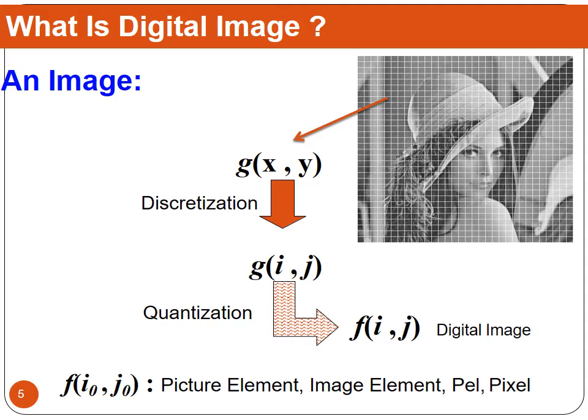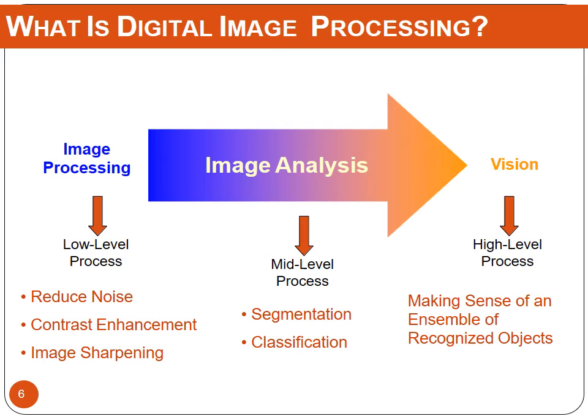For example, we are taking an image. For input we take g of x comma y, it undergoes the discretization process and we get g of i comma j. After that we quantize to get the output f of i comma j. About quantization we will be learning in the upcoming classes. So this is the basic overview of digital image processing.